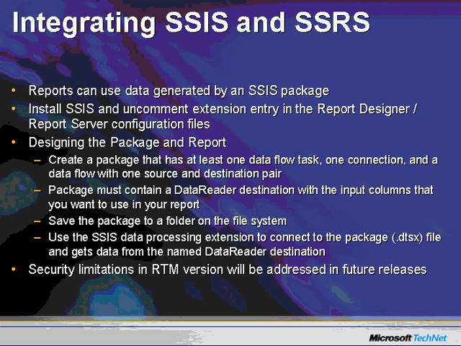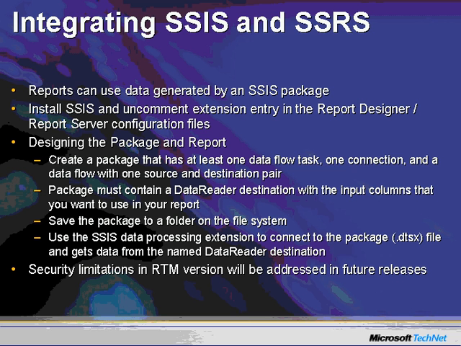First thing I'm going to talk about and show you is integrating Integration Services with Reporting Services. One of the new features of 2005 is the data generated by an Integration Services package can be consumed by a Reporting Services report. Now by default this is not enabled in Reporting Services, so you have to make sure Integration Services is installed on the machine and you edit the report designer configuration file to uncomment the extension entry. If you're familiar with Reporting Services, you'll know that each data extension has an entry in the configuration file, so you have to install that one.